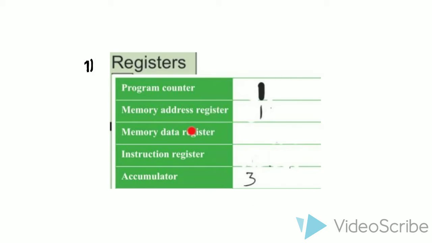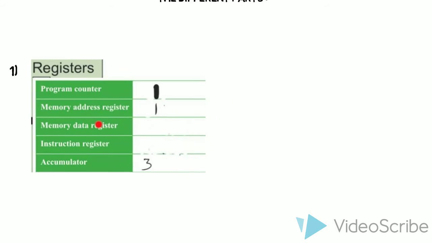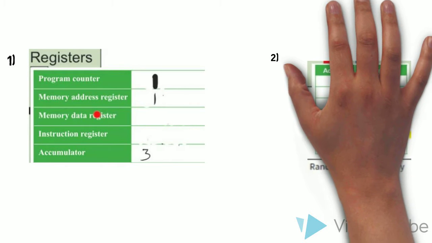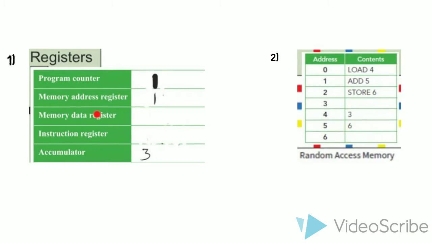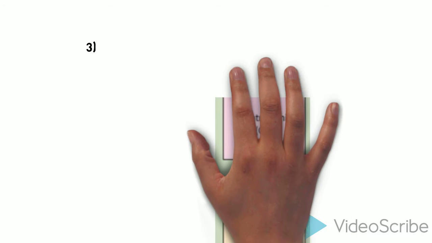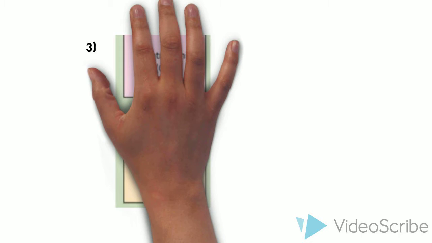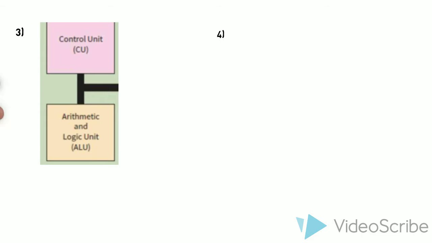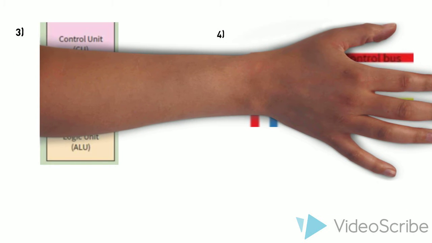The first part is the registers, which consist of the program counter, the MDR, the MAR, the instruction register, and the accumulator. The second part is the RAM, or the random access memory, which contains instructions and addresses. The third part consists of two components, namely the CU, the control unit, and the ALU, that is the arithmetic logic unit. And the fourth one is the bus, namely control bus, data bus, and address bus.